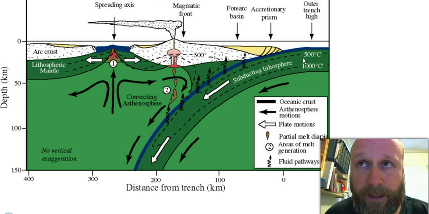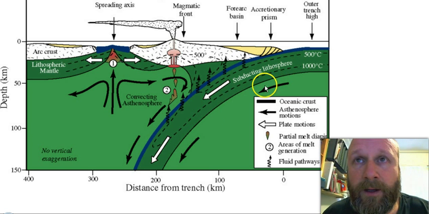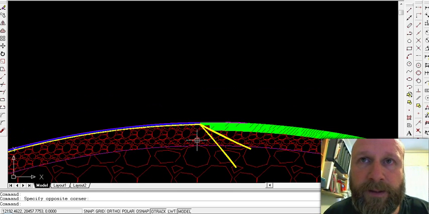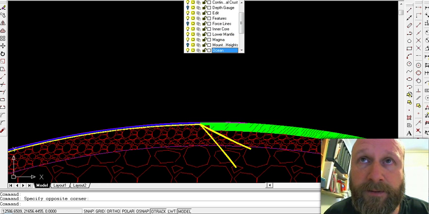So what they're suggesting is that at some point the rock, for it to bend, its temperature must be between 500 and 1000 degrees Celsius. All right. So what I've got here is, I'll just turn a couple of layers off.